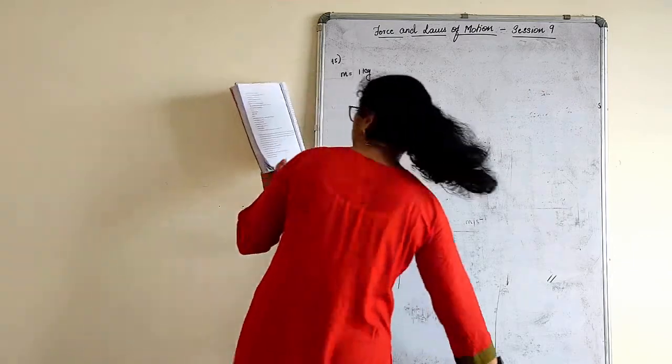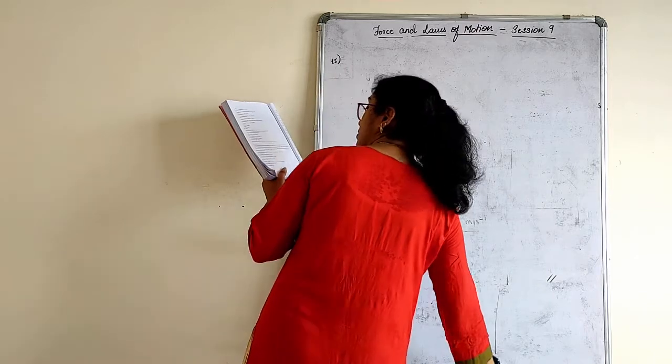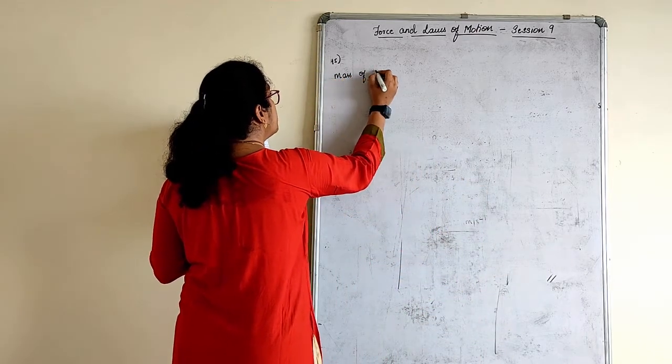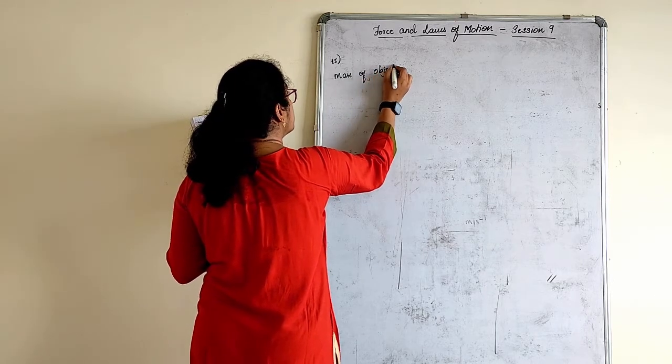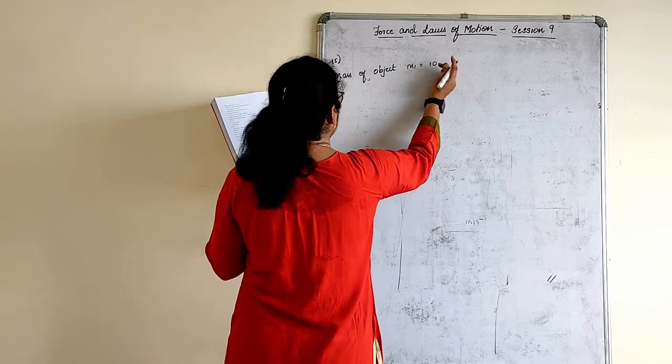Velocity, yeah, this is about the object and about the collision. So let us mention very clearly. Mass of the object, that is nothing but m1 is equal to how much? 1 kg.